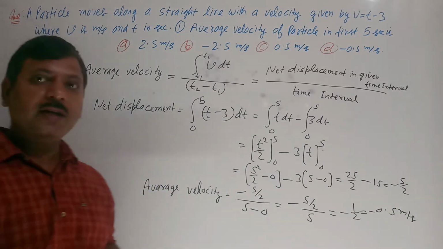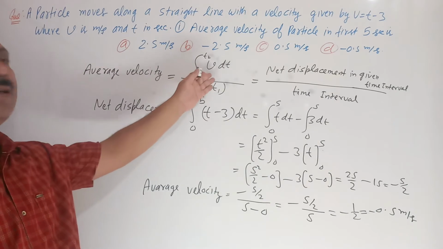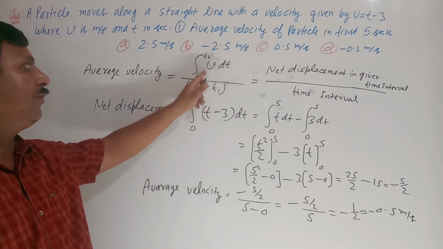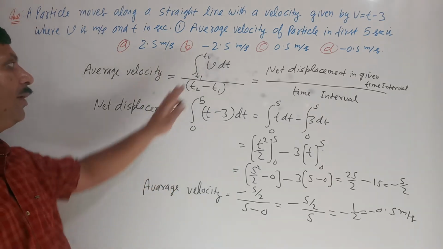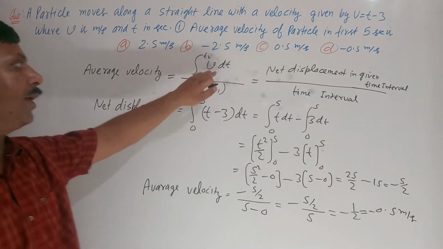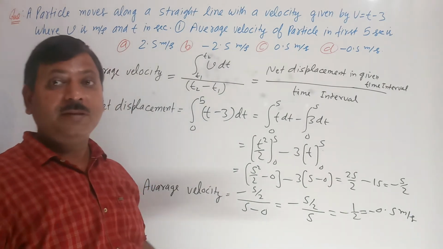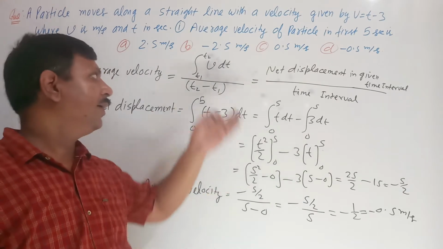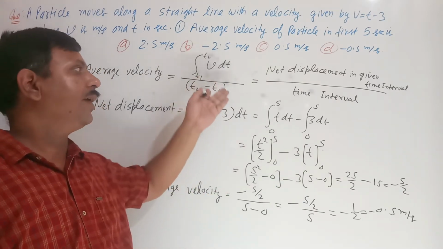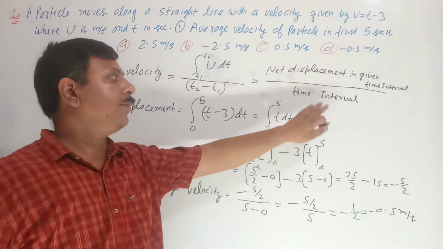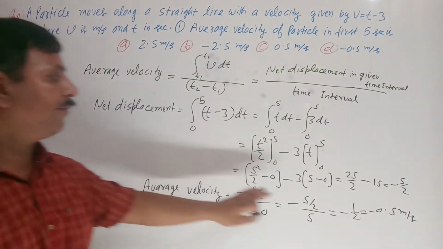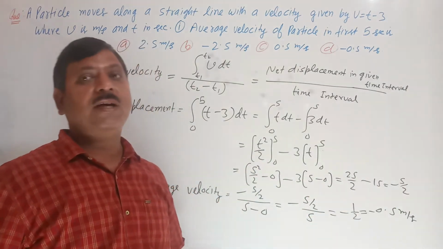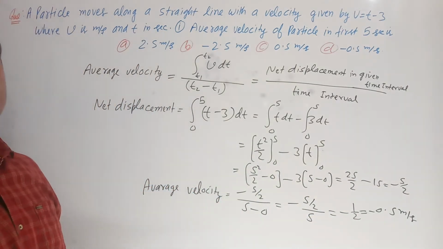When you want to find average velocity, what formula do we have to use? Integration of v dt from t1 to t2 in a given time interval. What is net displacement, beta? It is integration, a summation, okay? So how do we find the summation? When variable velocity is there, then integration, so net displacement upon time interval. Net displacement I have found is minus 5 by 2 and average velocity is minus 0.5.